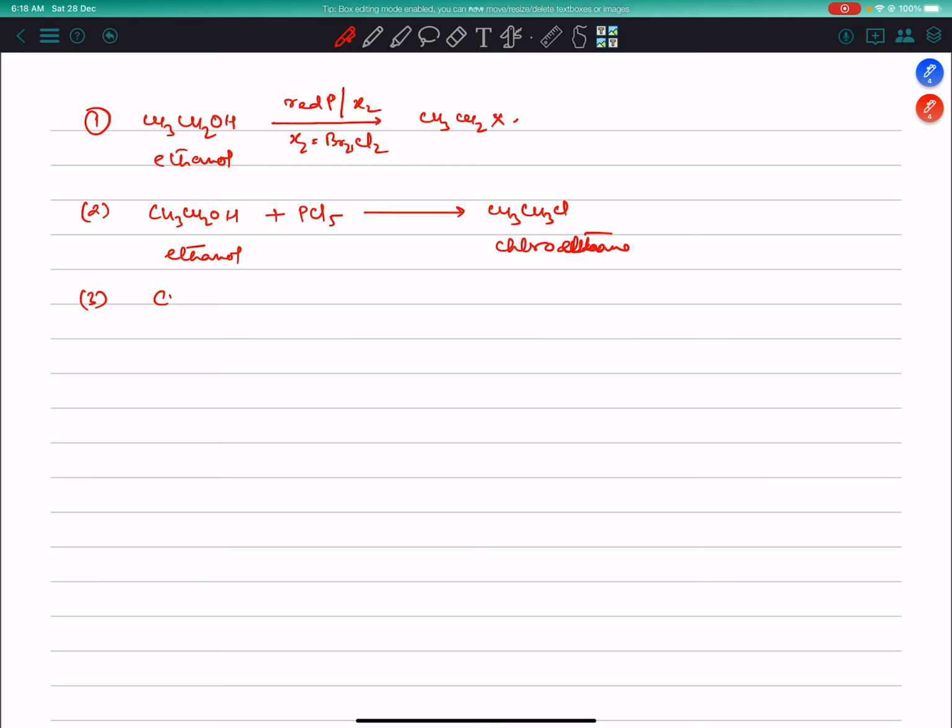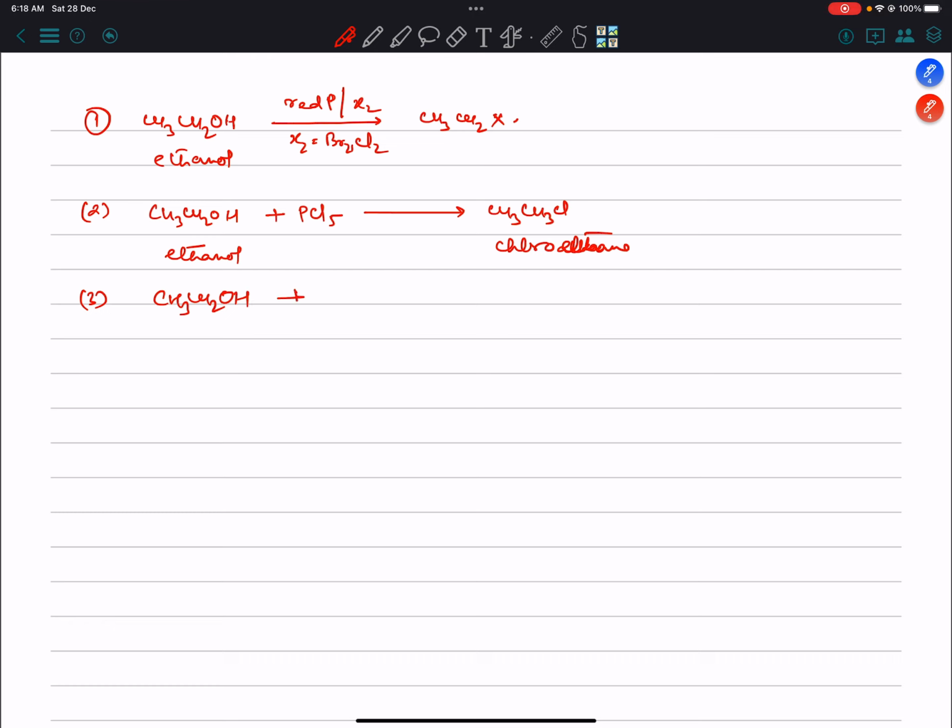Next reaction is when alcohol reacts with SOCl2, this is called thionyl chloride. It gives chloroalkane. So the product is chloroethane.